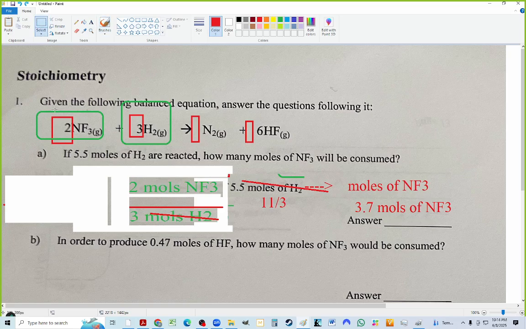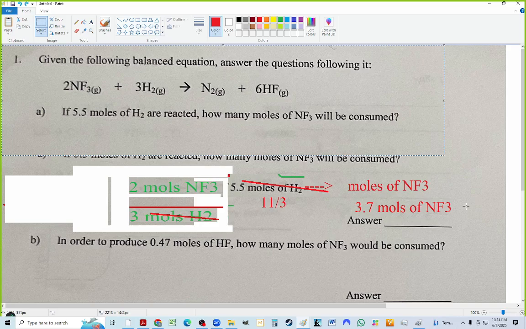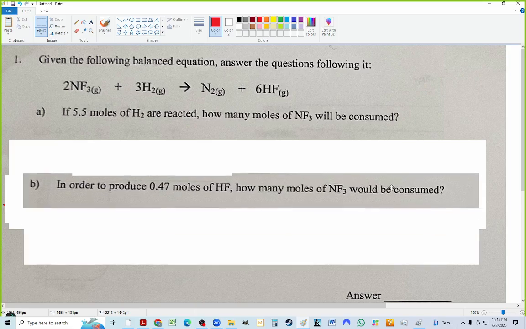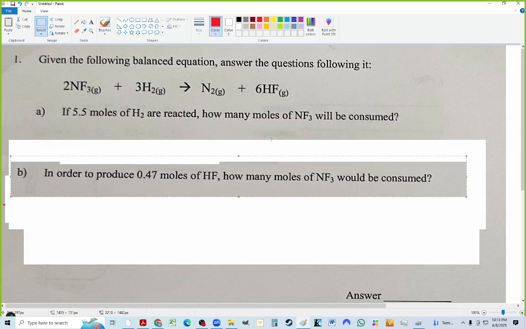In B, we're going to use the same technique. In B, you're going to tell me what I'm looking for, what I have, and what's the molar fraction relationship. So what two things in the equation up here should I be focusing on? We're focusing on both sides at the same time. The H2 and the NF3. Right. So that's here and here. So we can ignore everything else.